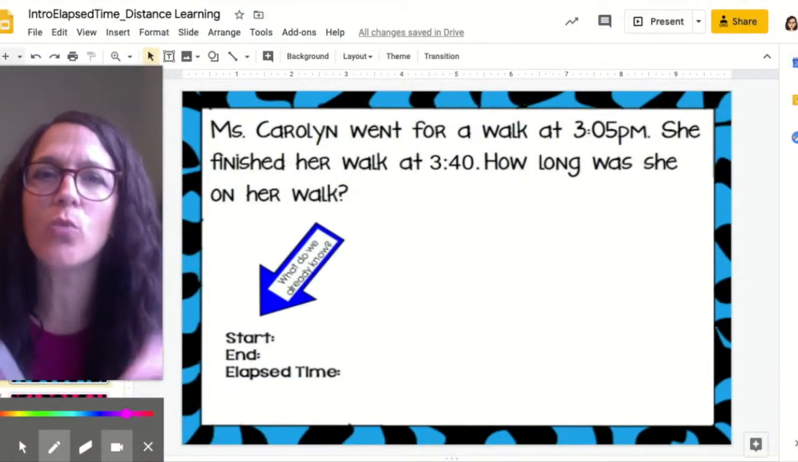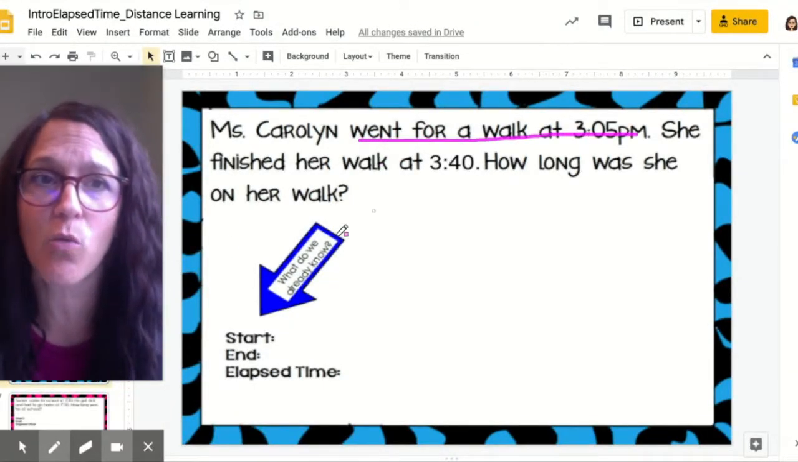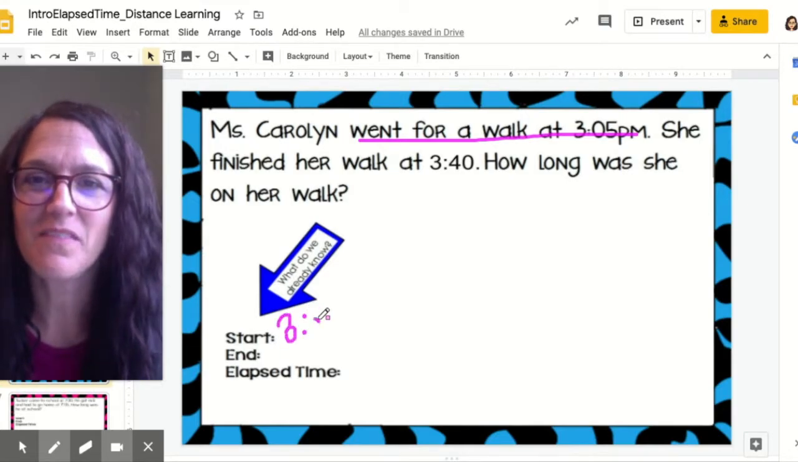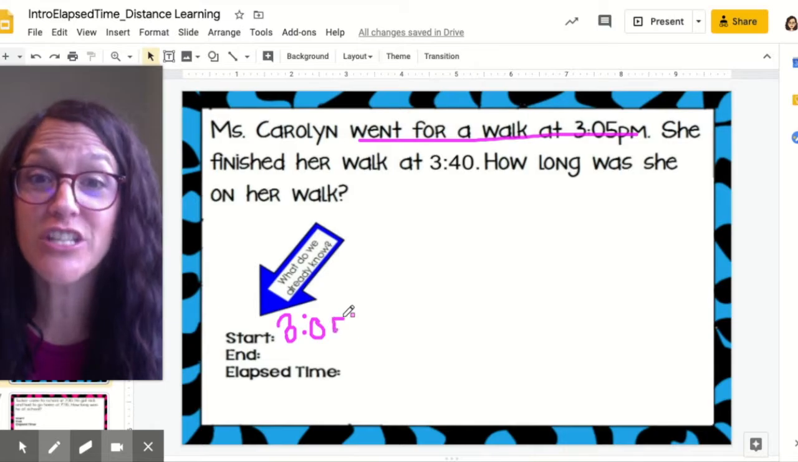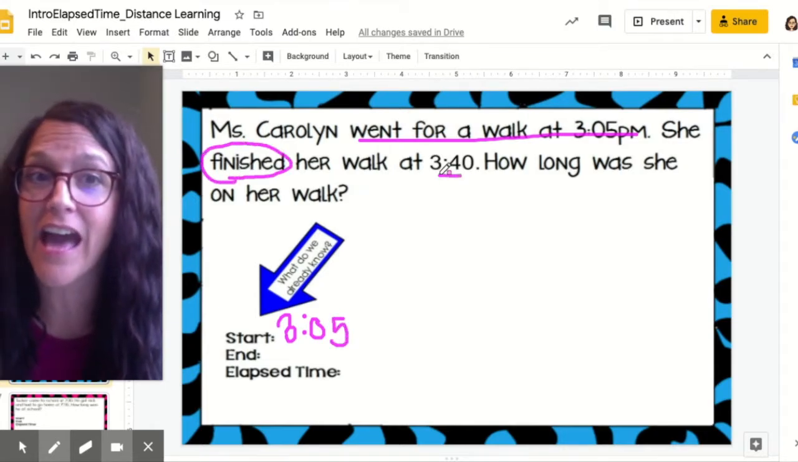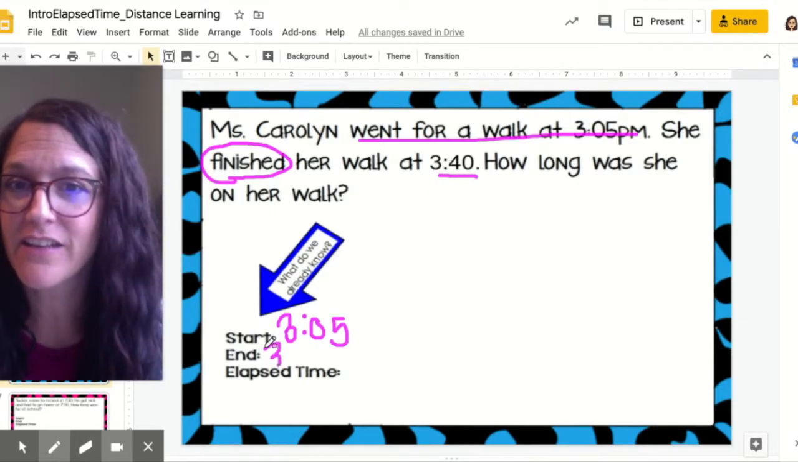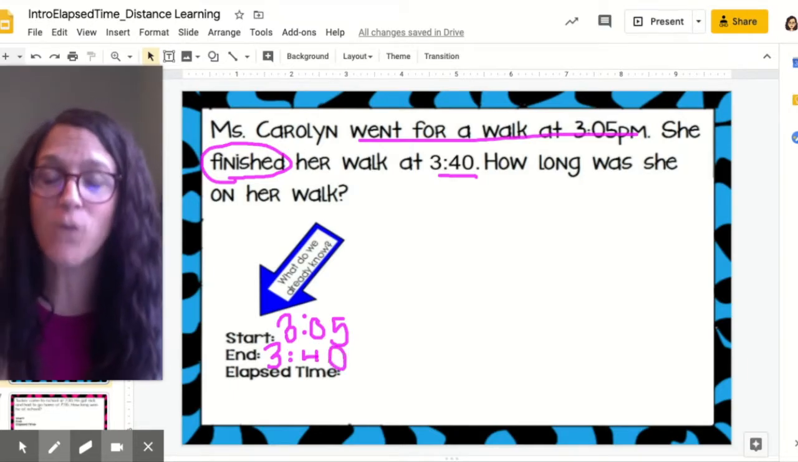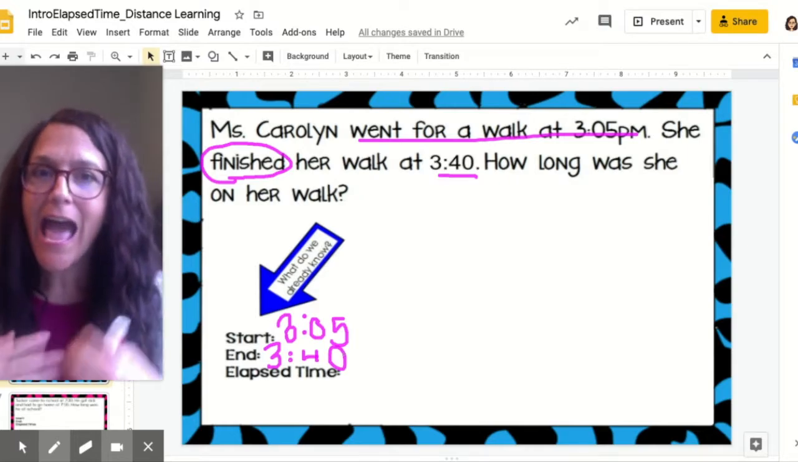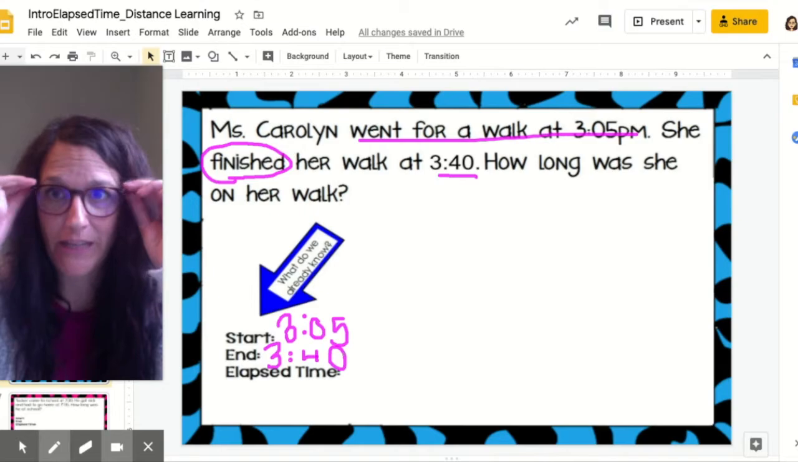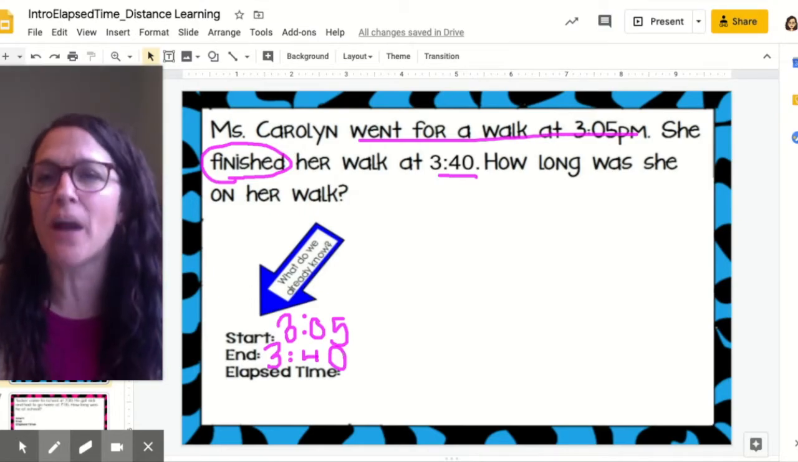So what do we know? We know that she started her walk at 3:05. We know she finished or ended her walk at 3:40. So for this problem, we want to focus on calculating for elapsed time. How much time was it from 3:05 to 3:40? And I'm going to do that with a number line.